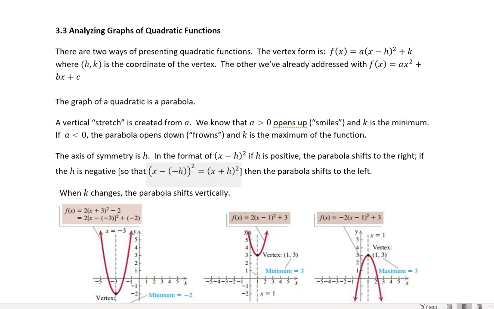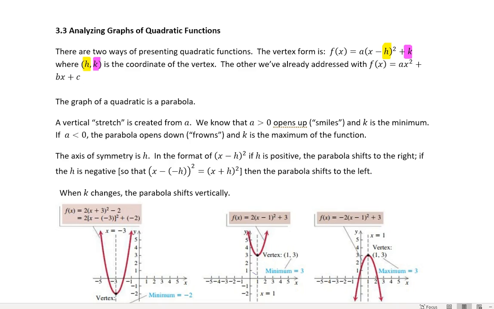We also have what's called the vertex format, okay, and this is the vertex format. And specifically, we have the h and we have the k, all right, the h and the k on this. The h is our x value for the vertex.